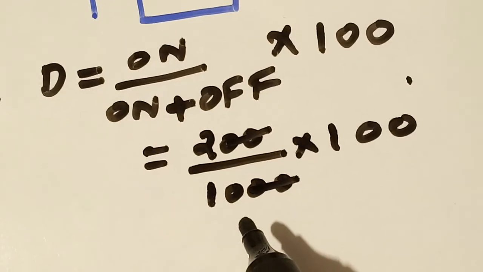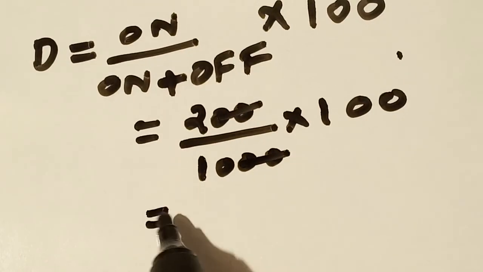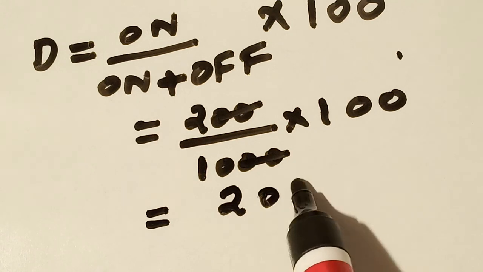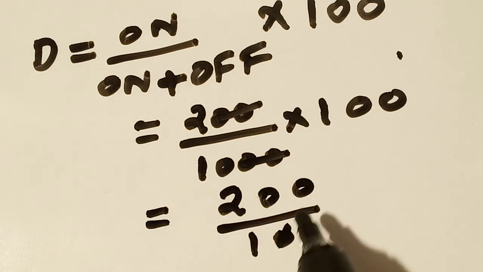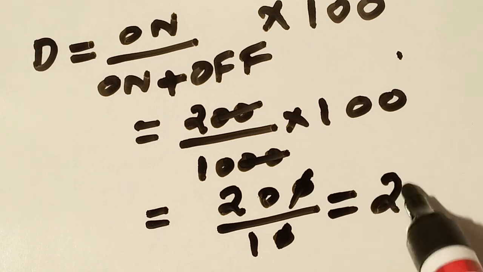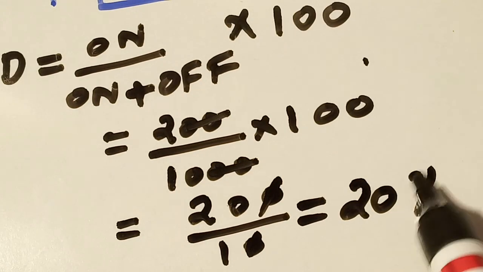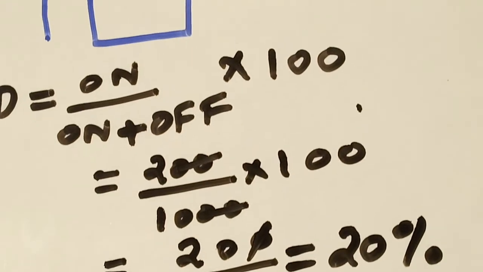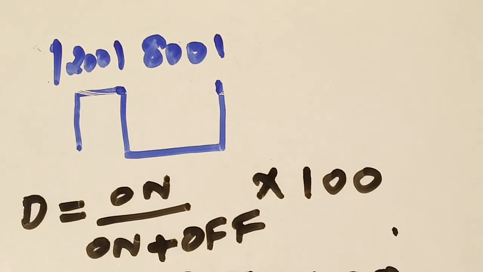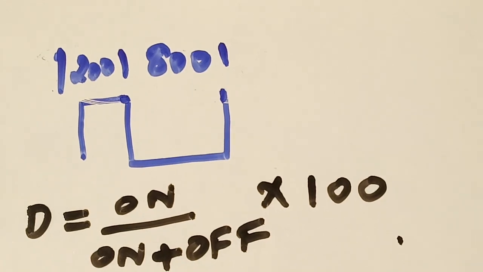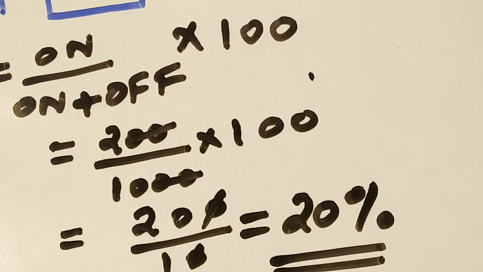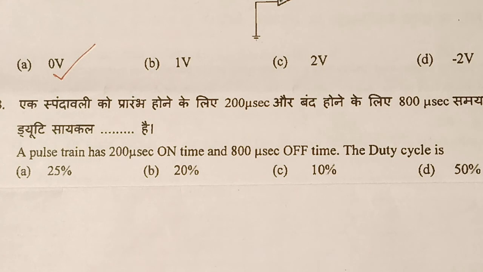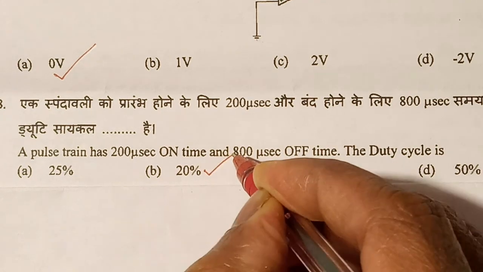So this is equal to 200 divided by 10. So 0 cancel. So the answer is 20%. So a pulse train with 200 microsecond on time and 800 microsecond off time has a duty cycle of 20%. So for question number 28, the answer is option B, 20%.